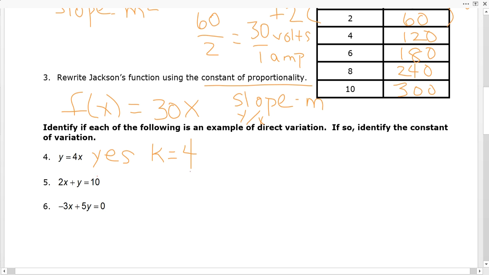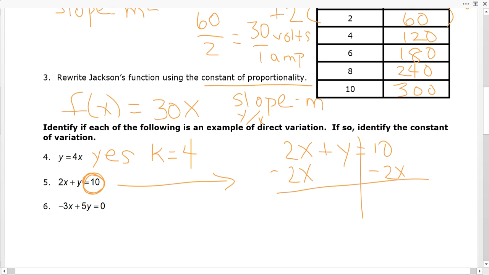Okay, number 5 is not, because it has this 10, but let's work it out by solving for y. So we have 2x plus y equals 10. I'm going to take 2x away from both sides. I end up with y equals minus 2x plus 10. This makes it not proportional or not a direct variation. So number 5 is no.